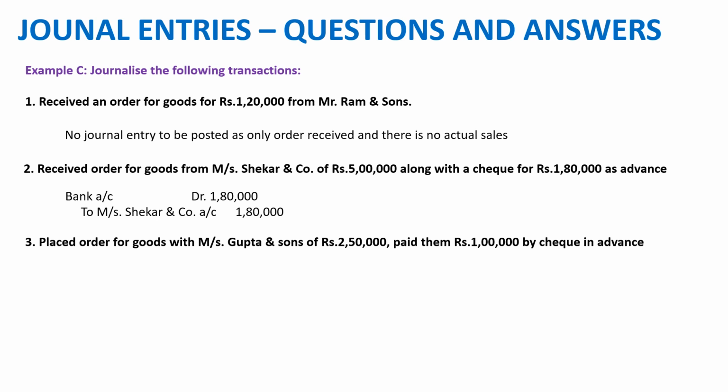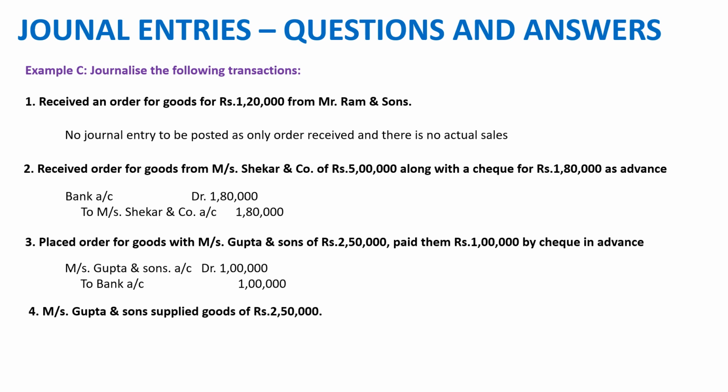Next transaction. Placed order for goods with Mr. Gupta and Sons of rupees 2,50,000. Paid them 1 lakh by check in advance. So here is the reverse case where you are buying goods. You have placed an order of 2.5 lakhs. Order has no journal entry. That is very clear. But you have paid advance of 1 lakh. So the entry is similar to point number 2, but in the reverse manner. So Gupta and Sons 1 lakh is debited, right? Because the money is with them. Either you get money from him in future or you get goods in future. So it is an increase in asset of 1 lakh. And there is a decrease of asset, that is your bank balance has decreased, hence to bank 1 lakh rupees.